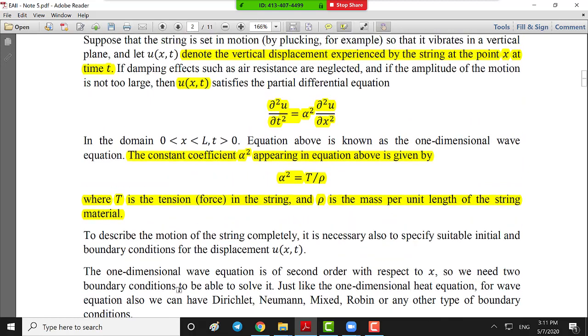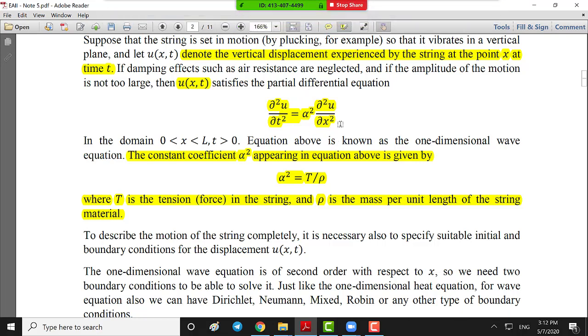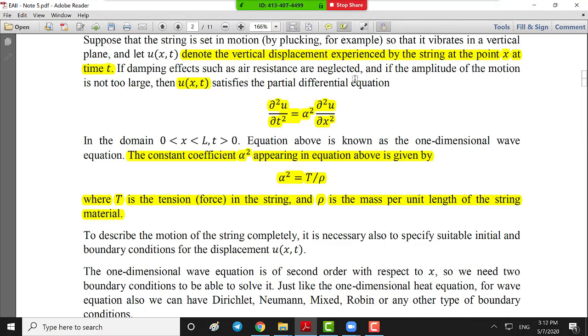Now, after we have this PDE, the one-dimensional wave equation, in order to solve it we're going to need a couple of things. What do we need? A couple of boundary conditions and a couple of initial conditions, right? Can anybody tell me how many boundary conditions we need in order to solve this PDE? Exactly. Thank you very much. We're going to need two boundary conditions plus two initial conditions in order to solve this PDE.